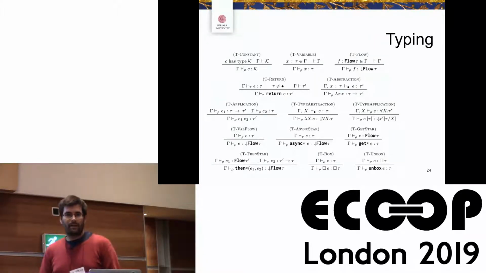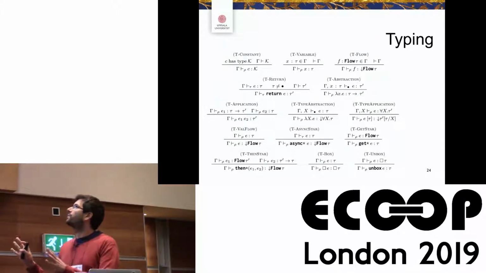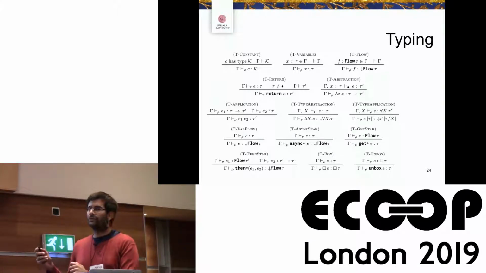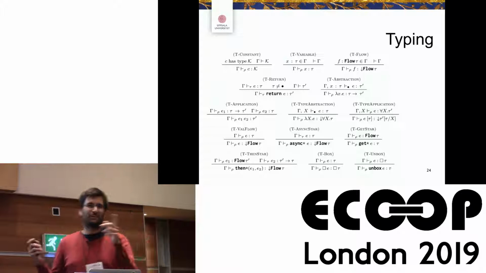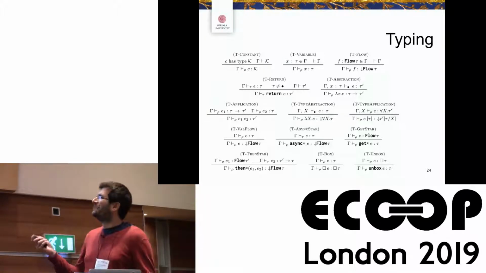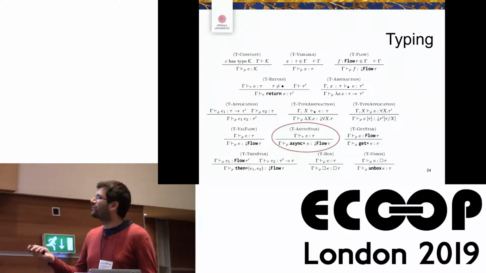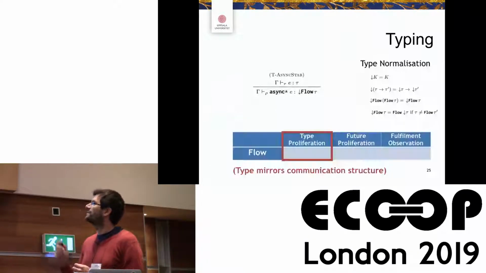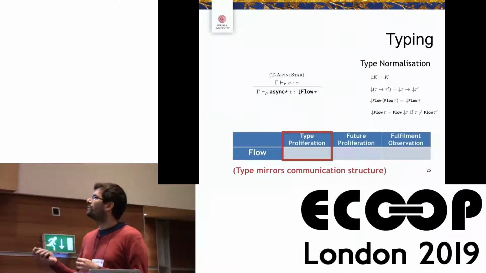Regarding the typing rules, this is all there is for the paper, so it's pretty simple. And we're going to focus, it is simple. I know someone is laughing, but it is simple. And we're going to focus specifically on this rule, because it's the one that is interesting for solving one of the problems. So we're going to see how this rule solves the type proliferation problem.